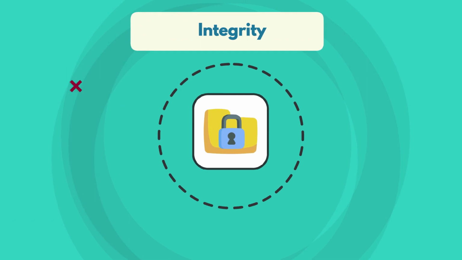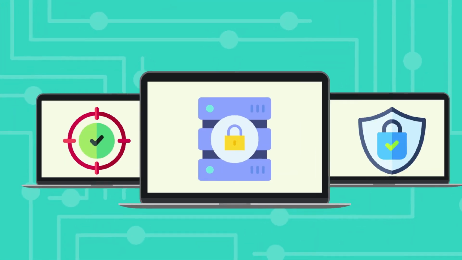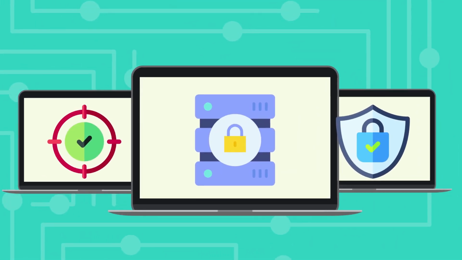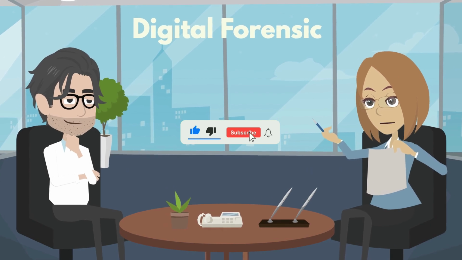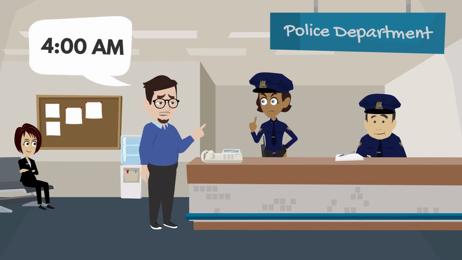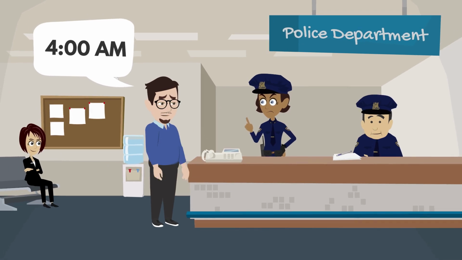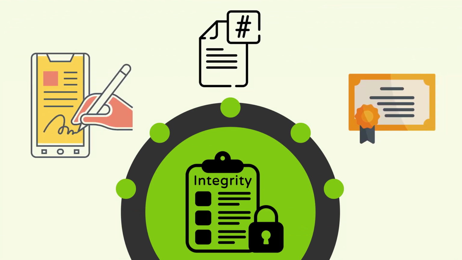Integrity ensures that data is not modified or altered by unauthorized individuals. Ensuring the accuracy and trustworthiness of data and systems is crucial in many scenarios, such as an ongoing investigation that involves digital forensics. Police wouldn't believe you weren't at the office at 4 a.m. unless you showed untampered footage of the office door locked and never opened. Examples of integrity are hashing, digital signatures, certificates, and many more.